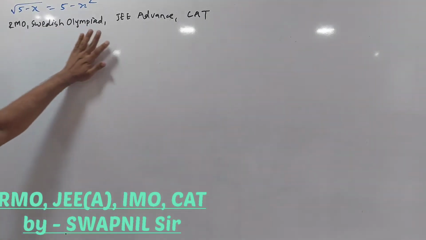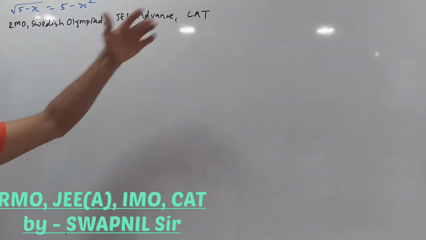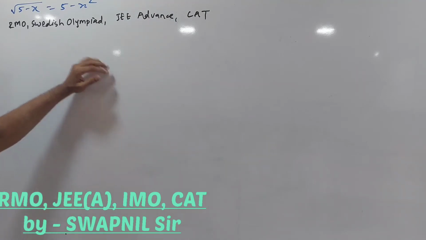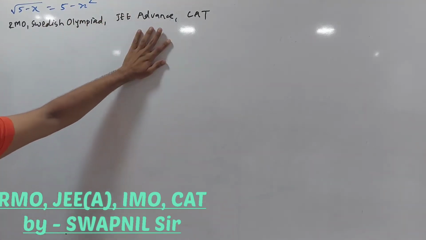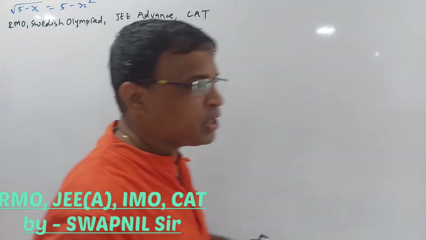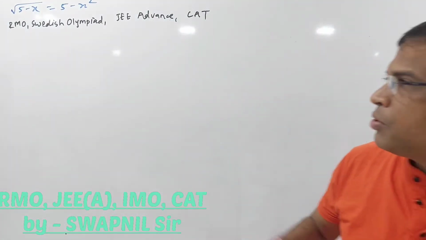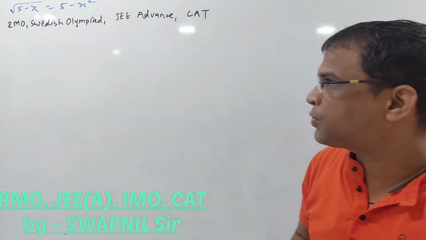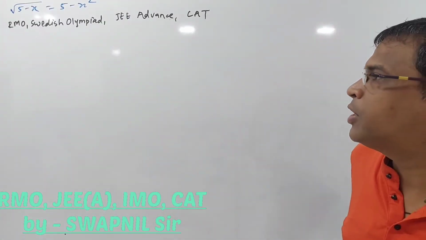It came in the Swedish Olympiad. Countries used to take their own Olympiads, that is the International Olympiad. JEE Advanced, yes, and I have seen this question in the CAT sample paper. A very good question. Let us try to solve this question. So it's a radical based theory of equation.